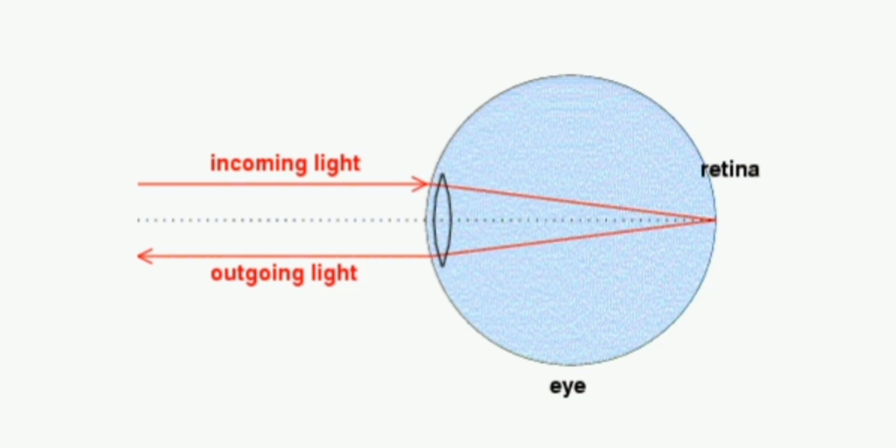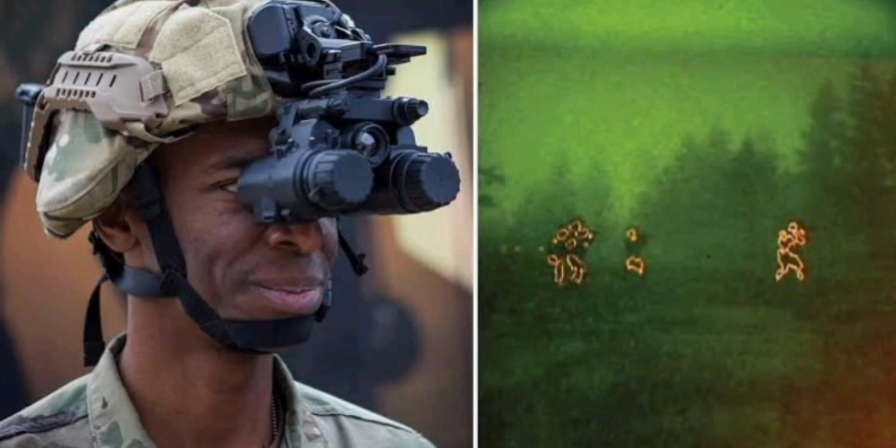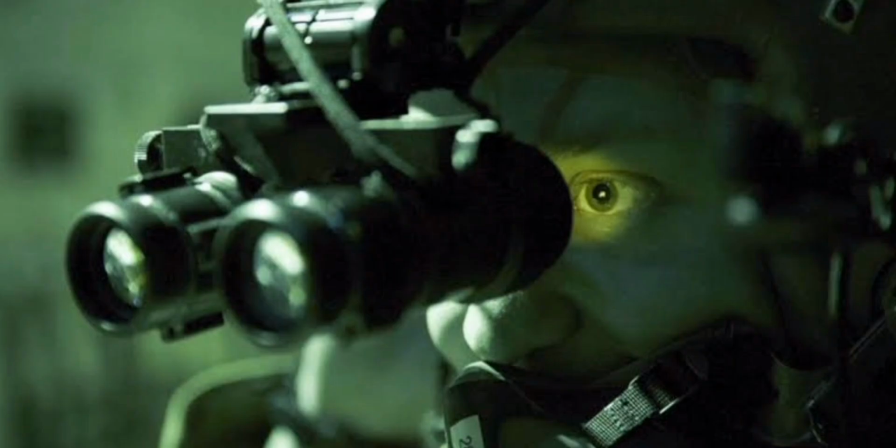And humans created a tool to help us see in the dark. Humans create night vision goggles. By using these goggles, we can see in low light places. So, humans can use night vision goggles to see in the dark.